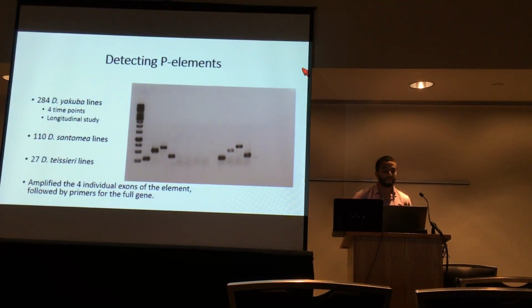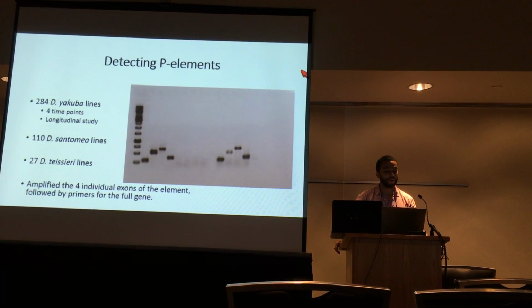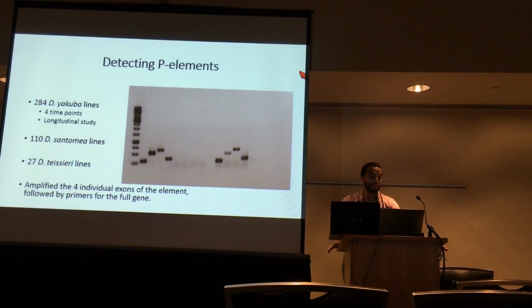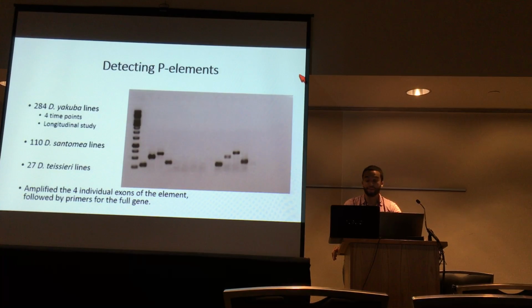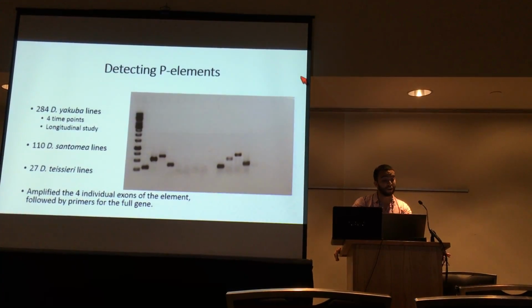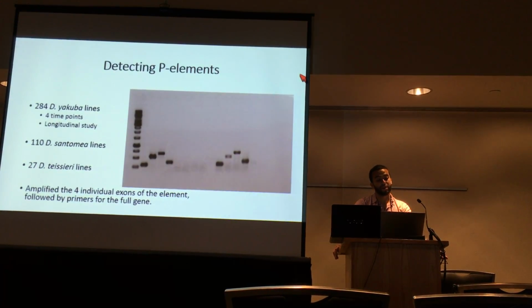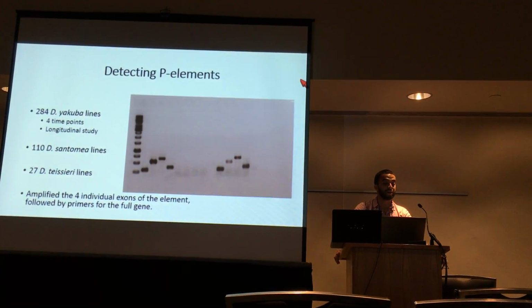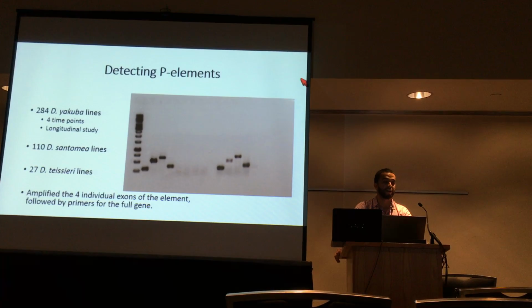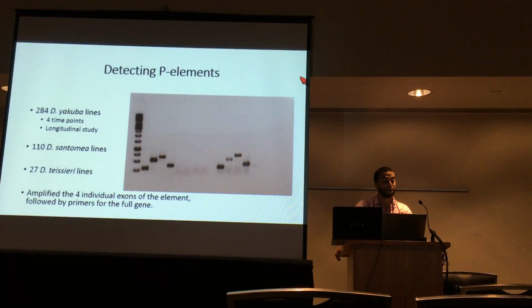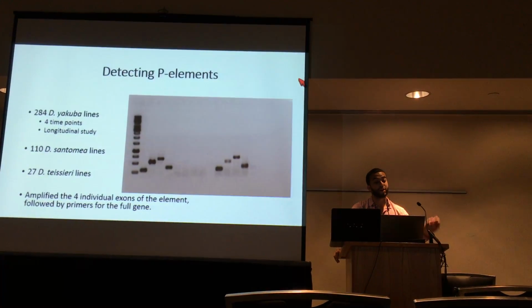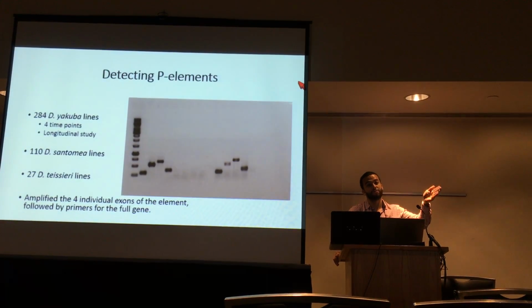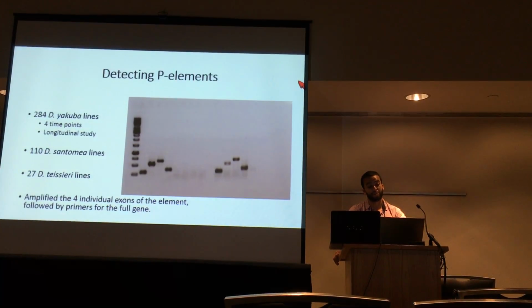So in order to detect them, I had 284 Drosophila yakuba lines across 4 different time points and different locations. Then I had 110 Drosophila santomea lines and 27 Drosophila teissieri lines. The santomea and teissieri lines were collected in 2009 and 2013, while the yakuba lines ranged from 2001, 2005, 2009, and then 2015 as well.